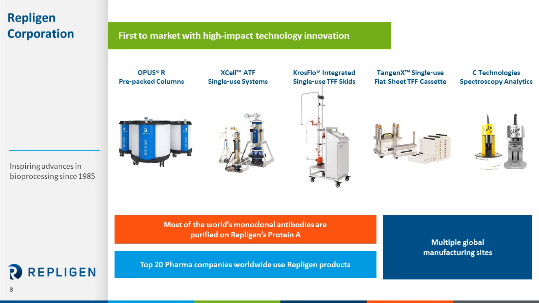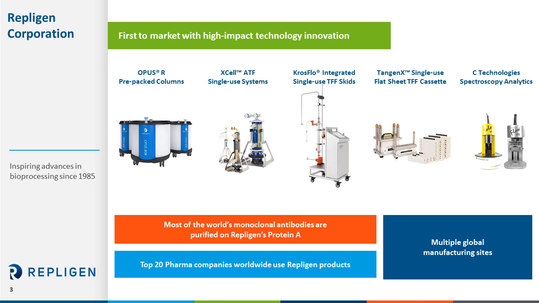And in addition to that, over the last 5 to 7 years, we've built a business with unique technologies direct to customers. And these are noted on the slide here, from OPUS pre-packed columns to Excel single-use ATF systems, cross-flow filtration TFF skids, flat sheet cassettes from Tangenics, and C Technologies, the newest acquisition for Repligen, and we brought in some interesting analytics technologies. So some of these come from development within Repligen as we've invested in new technology development, from acquisitions, and others have come over time.